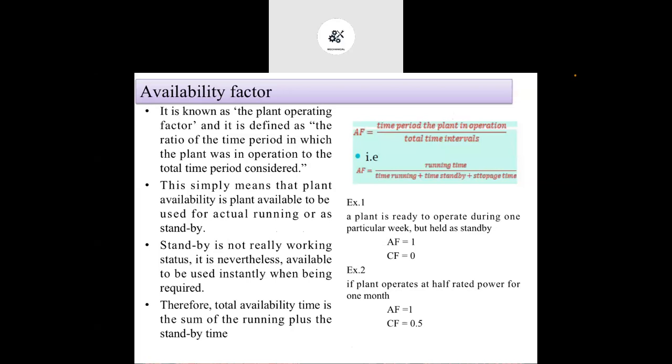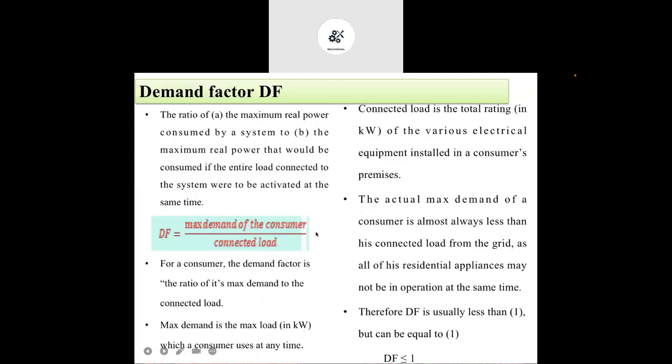So you must know the difference between the different factors. It may be difficult to understand the difference between these factors, but you must know what the availability factor is. The availability factor is totally different from the capacity factor, and the capacity factor again is totally different from the load factor. So the difference must be known.